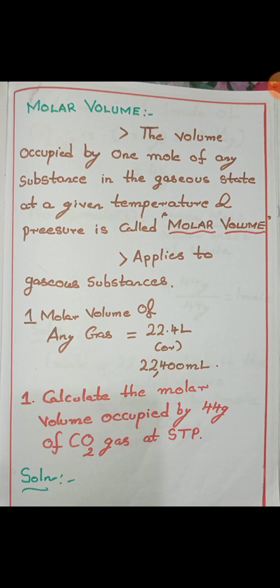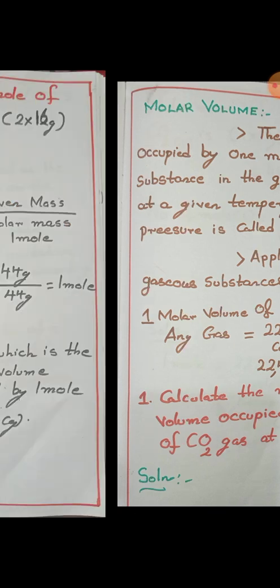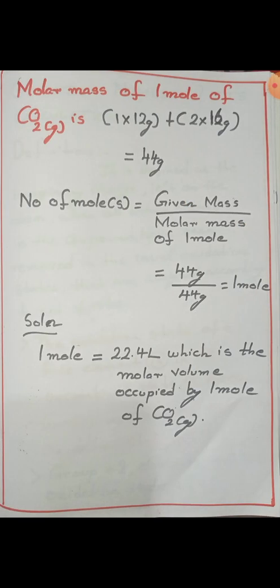Now, let us see a problem. Calculate the molar volume occupied by 44 gram of carbon dioxide gas at STP. Now we look into the problem. First, we have to calculate the molar mass of 1 mole of carbon dioxide.